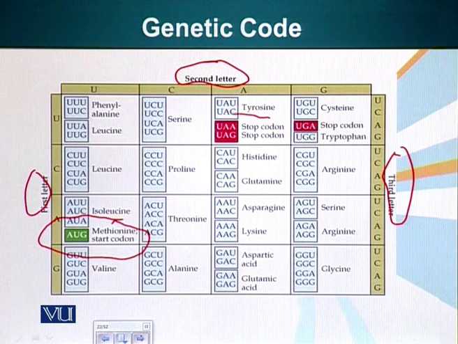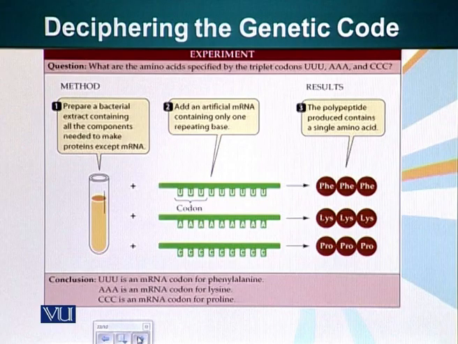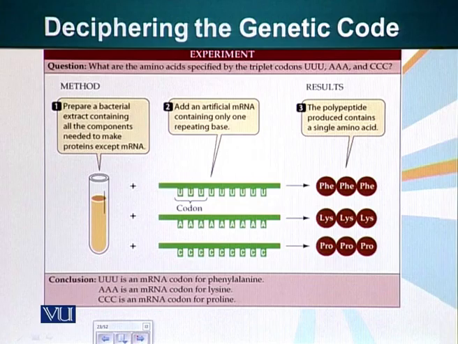There are also 3 stop codons. Whenever these 3 stop codons appear in messenger RNA, they basically tell the ribosomes to stop making protein when they hit the stop codon. So how was the genetic code deciphered? How did people know which 3 nucleotides specify which particular amino acid in a protein?